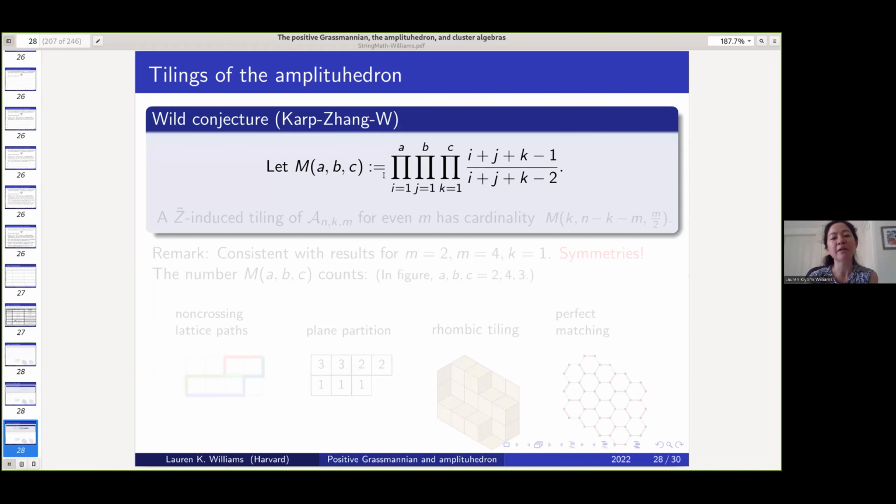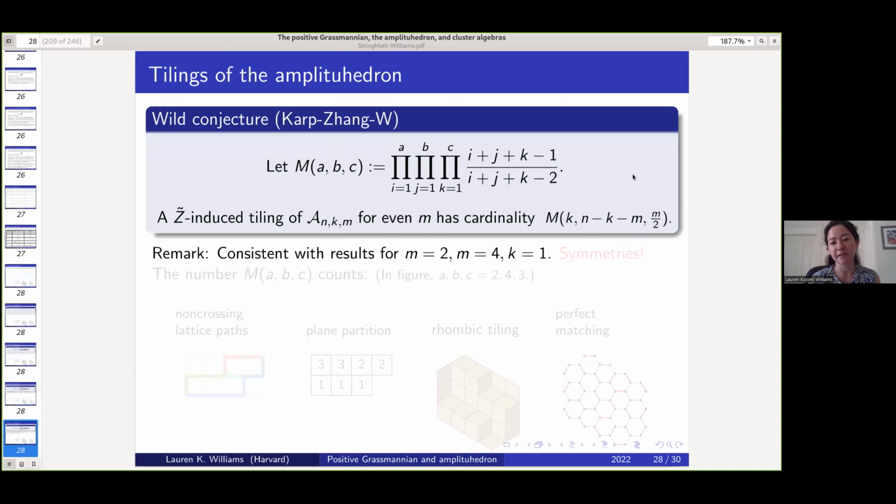And that number is the following. Let M of a, b, c be this triple product. Then we conjecture that a Z-induced tiling of the amplituhedron for even m has cardinality this number, M of k, comma, n minus k minus m, comma, m over 2. So this sort of crazy conjecture is consistent with everything we know or conjecture in small examples.